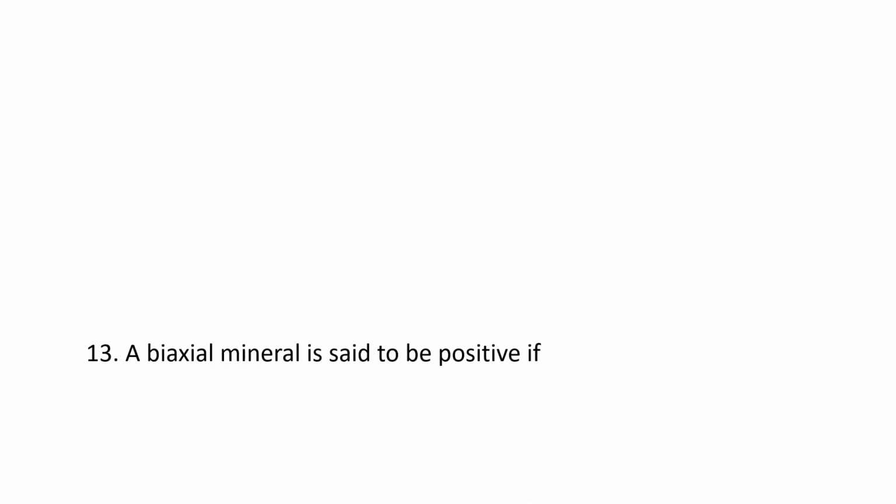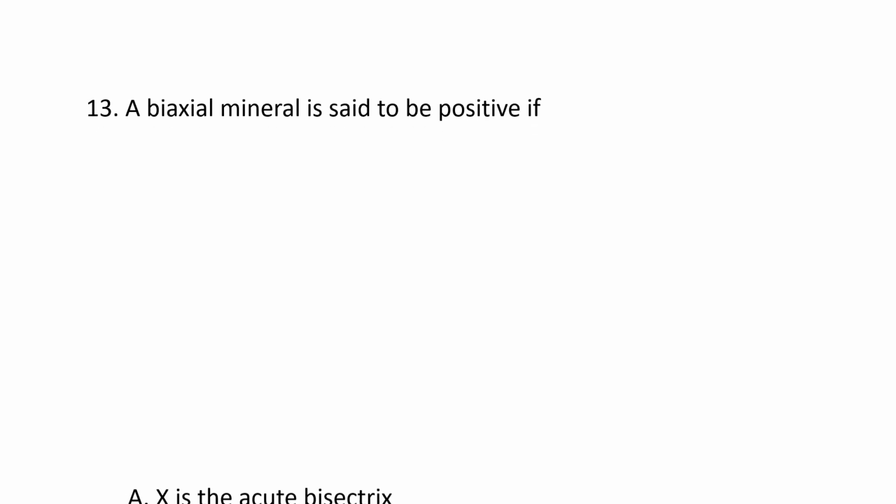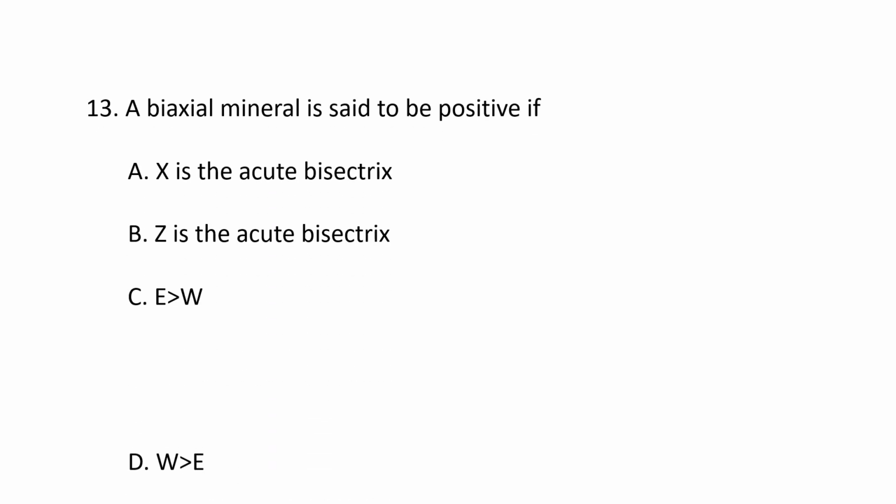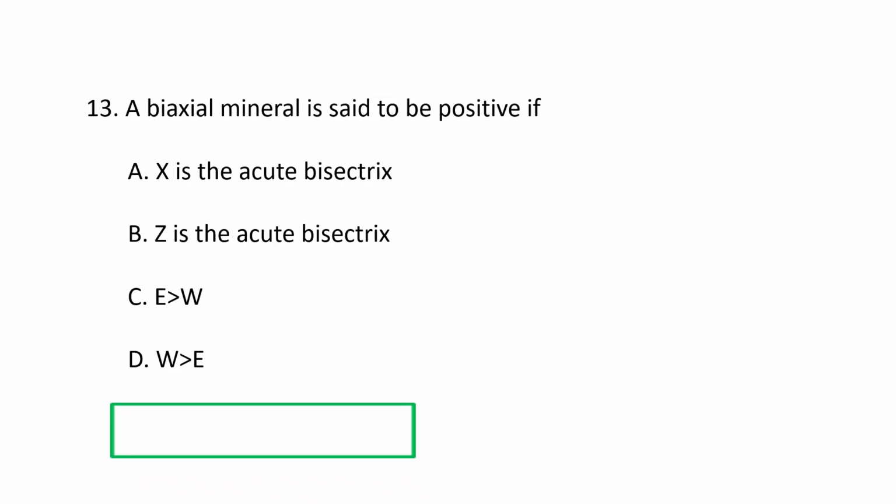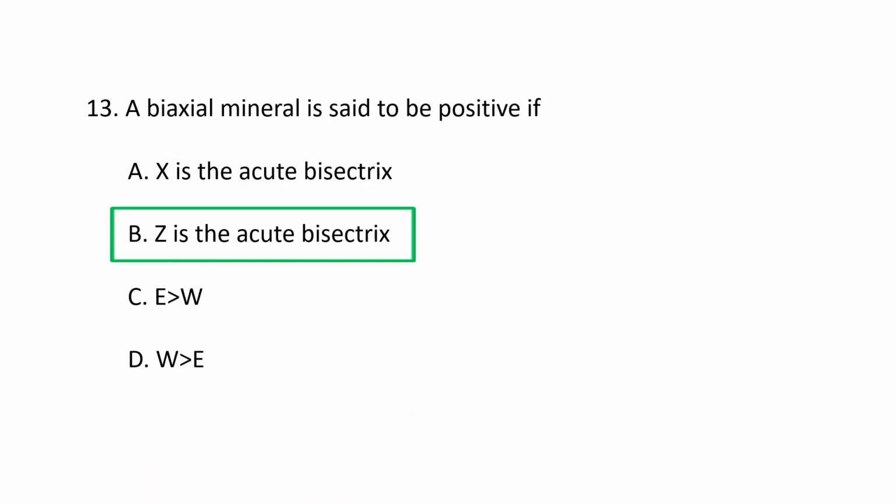Next question. A biaxial mineral is said to be positive if A. X is the acute bisectrix, B. Z is the acute bisectrix, C. E is greater than W, and D. W is greater than E. A biaxial mineral is said to be positive if Z is the acute bisectrix.